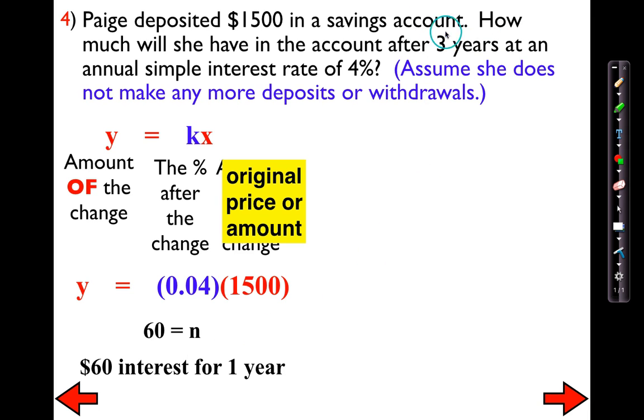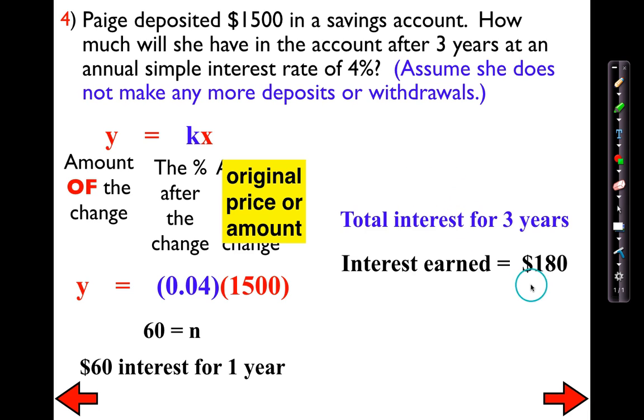So how much would she make in 3 years though? Well, that means she's going to earn 3 times as much. So I'm just going to multiply 60 times 3, which is going to give her a grand total of $180. So that's how much she earned in 3 years.